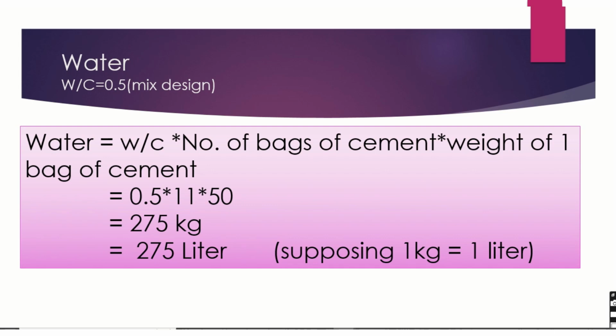In a similar fashion you can calculate for 10 meter cube of concrete, 100 meter cube of concrete, and you will get the quantity of cement, sand, aggregate, and water for different cubic meters of concrete.